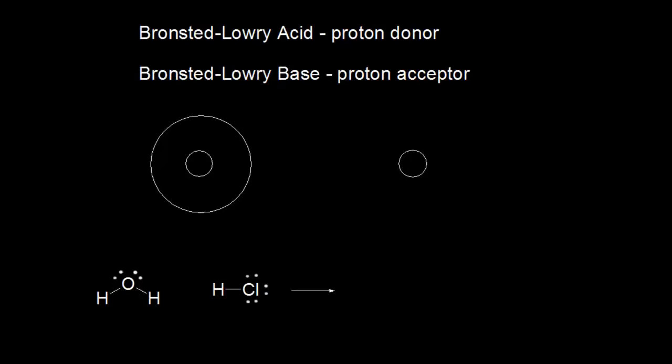Let's talk about the acid-base definitions for Bronsted-Lowry and also Lewis. And we'll start with Bronsted-Lowry. So a Bronsted-Lowry acid is a proton donor, and a Bronsted-Lowry base is a proton acceptor.